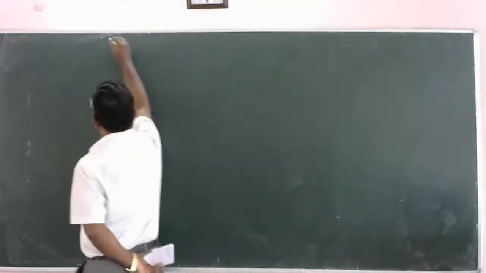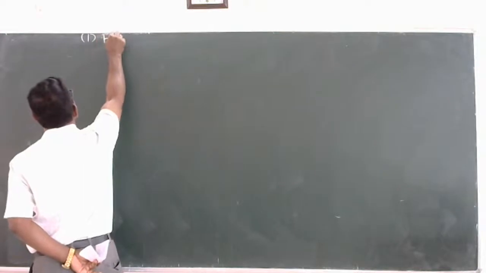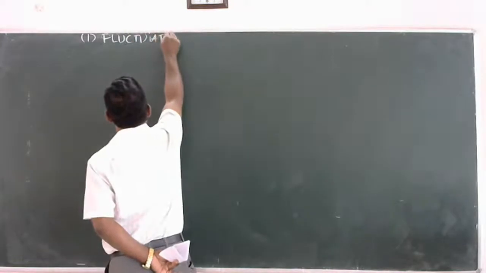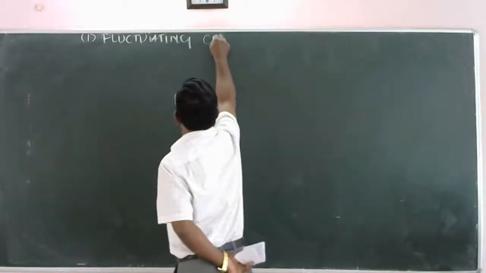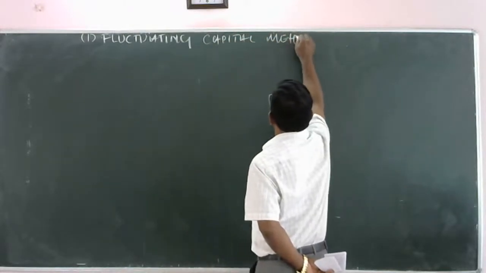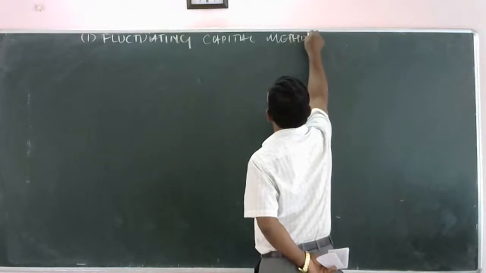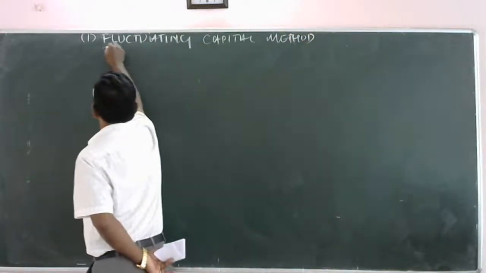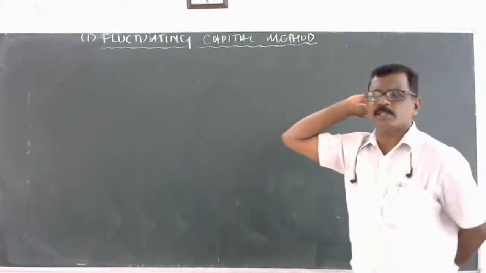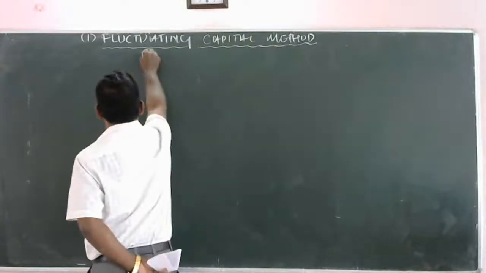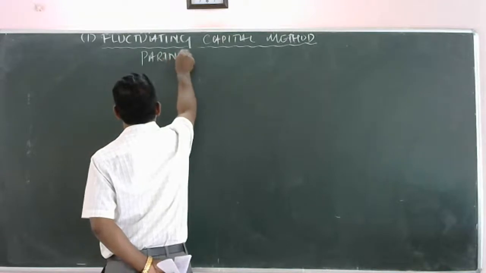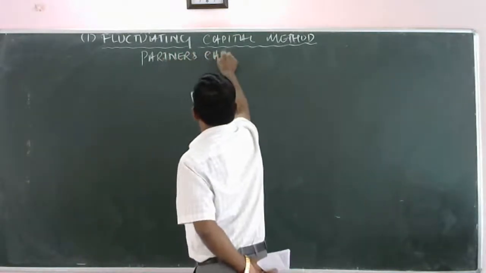First you have to prepare partners capital account under fluctuating capital method. Under the fluctuating capital method, only one account you have to prepare, that is partners capital account. Here you prepare only one account, the partners capital account.